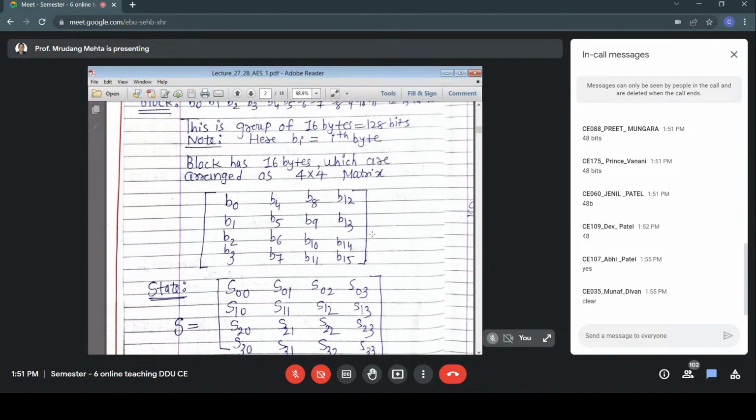Do you remember the group concept? Group. In elliptic curve cryptography, you have studied the group concept, abelian group. Do you remember that? You have already done the practical of elliptic curve cryptography, right?